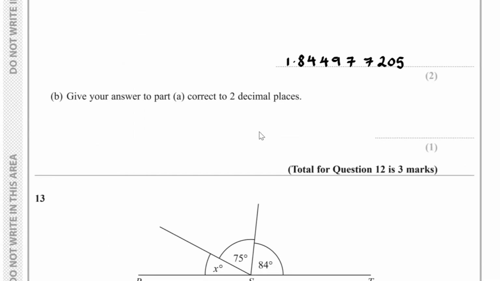Now we have to give our answer to part A correct to 2 decimal places. Well, if I look at the third decimal place, which is this 4, the digit before it, which is this 4, does not need to be moved because this 4 here is less than 5. And so to 2 decimal places, we have 1.84.